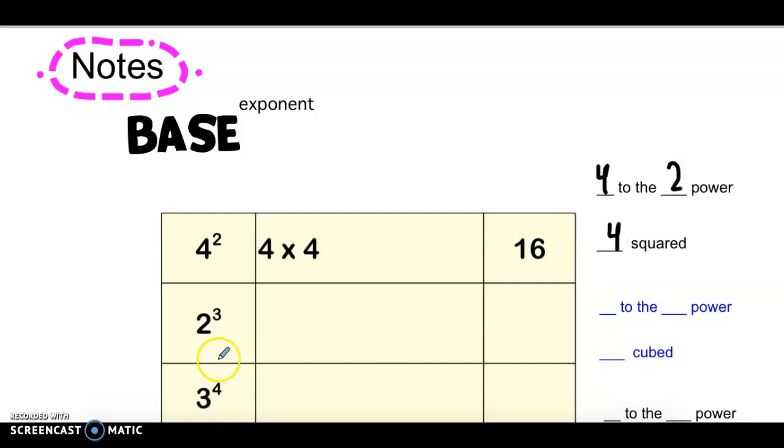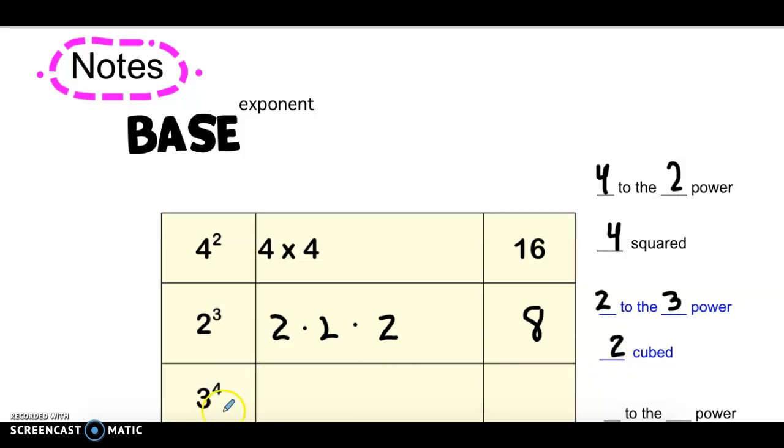The next one says 2 to the 3rd power, or 2 cubed. We can write that one as 2 times 2 times 2. And remember, that dot means multiply. So 2 times 2 is 4, times 2 is 8. So 2 to the 3rd power, or 2 cubed, is 8.